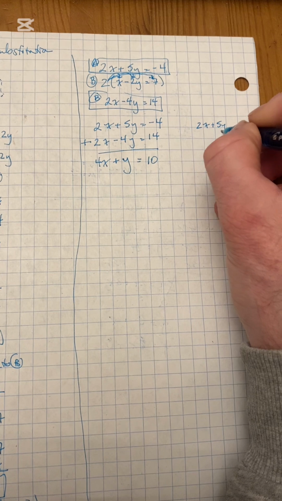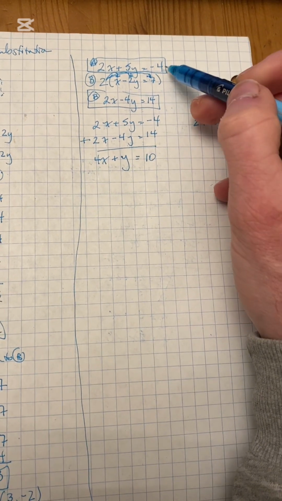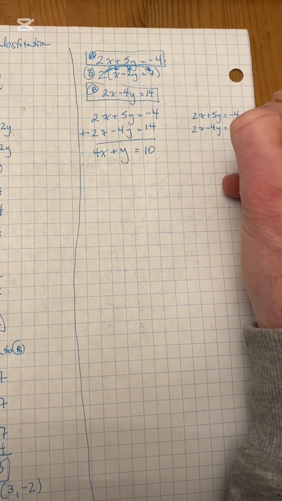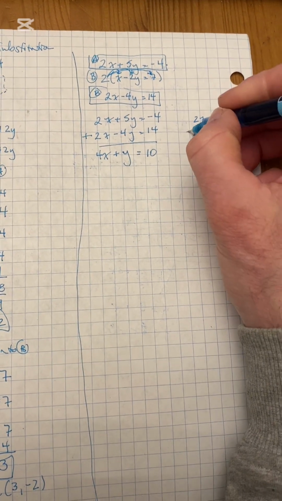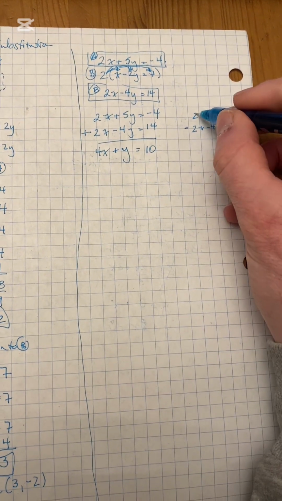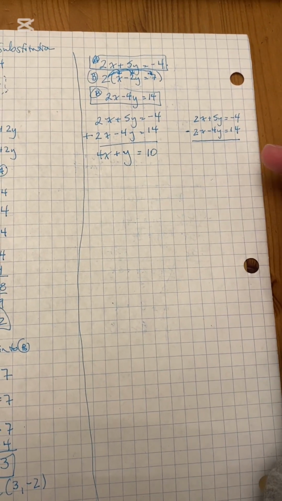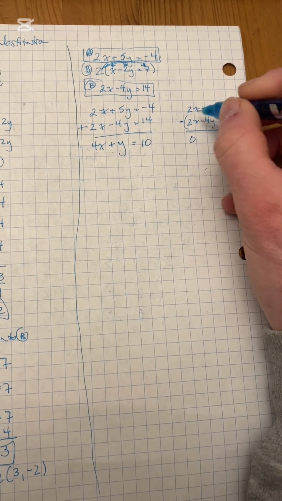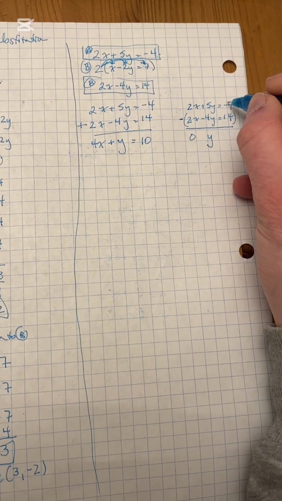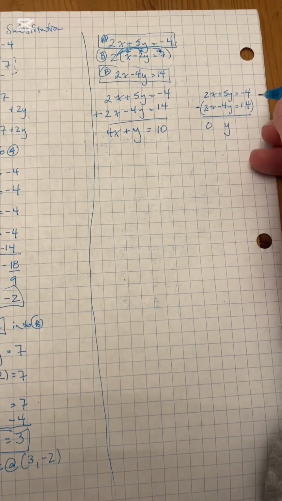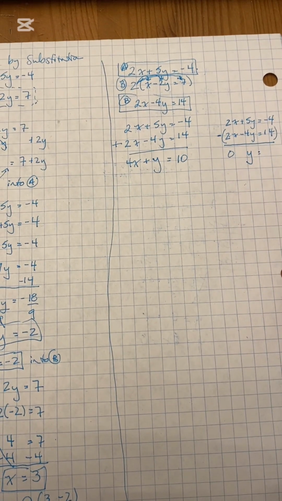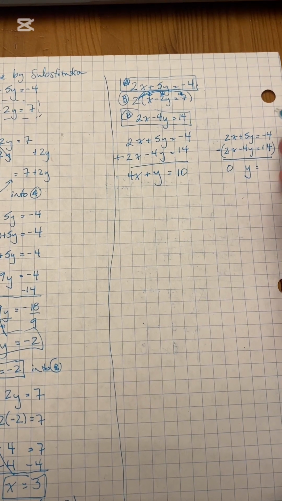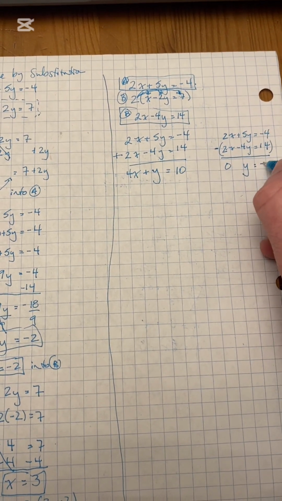Now, same move. 2x plus 5y equals negative 4. Where'd you get that from, Mr. Smith? Right here. 2x minus 4y equals 14. And remember it said subtract. All right. 2 minus 2. 2 minus 2 is 0. 5 minus 4 is y. Negative 4 minus 14 gets me to, oh boy, y equals, give me a second, I'm just pausing here to make sure I do this right. I got negative 4, I subtract 14 gets me to negative 18.